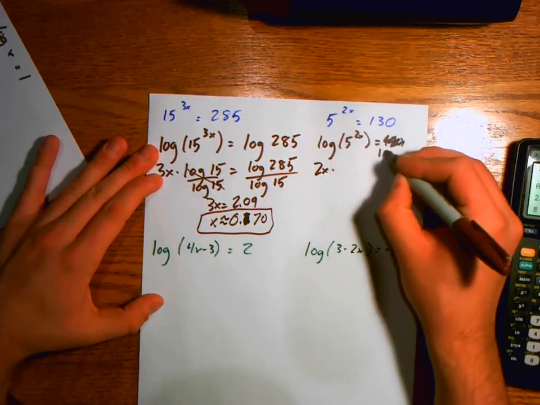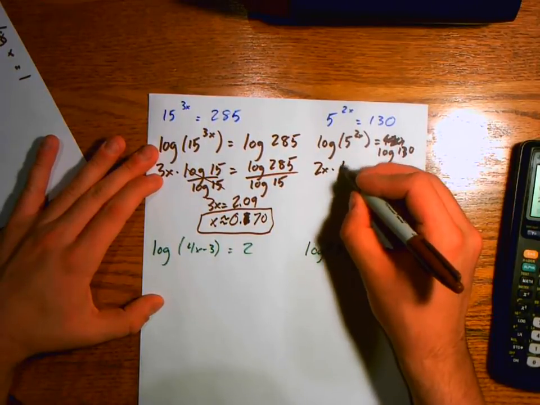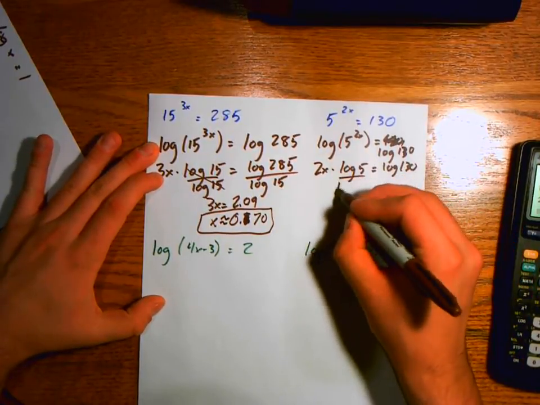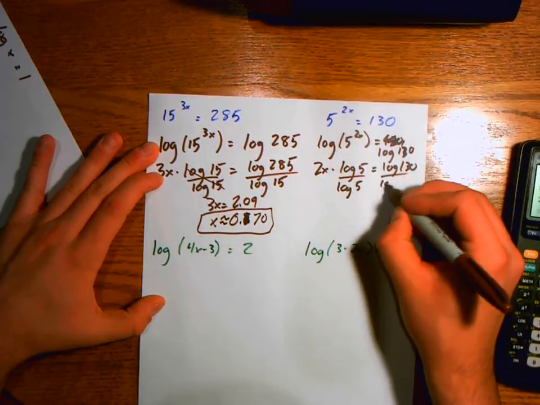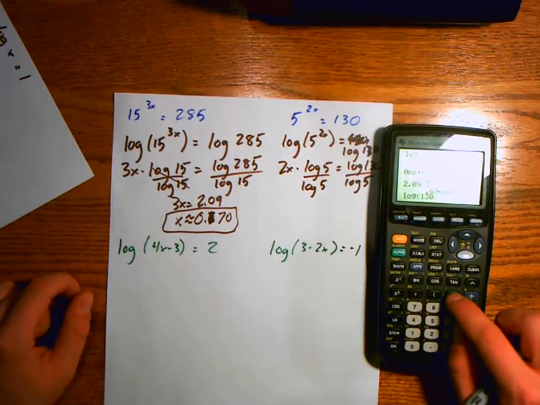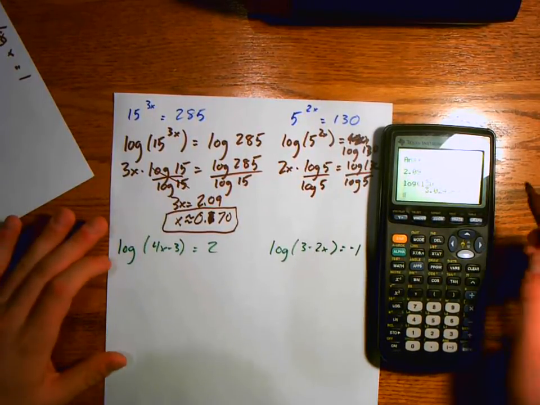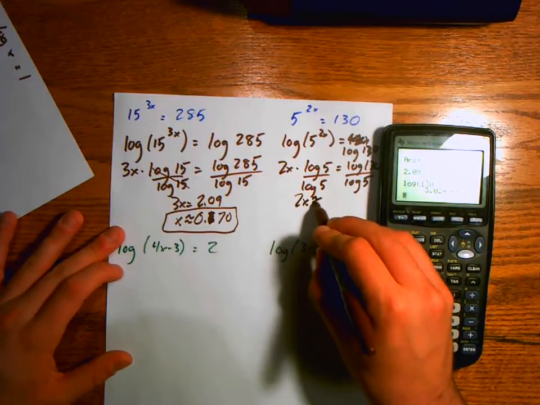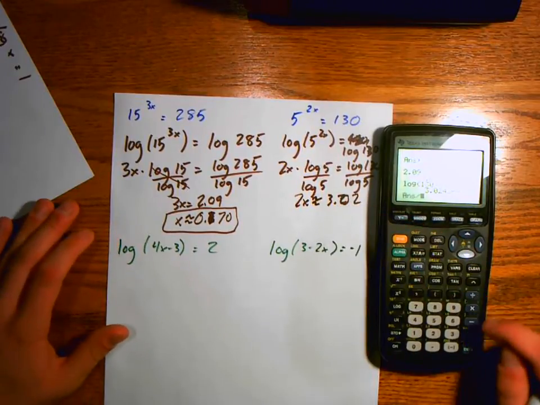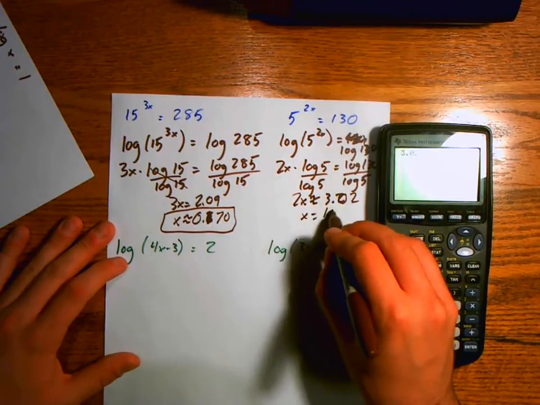Now this is the log of 130, times the log of 5 equals log of 130. Then dividing both sides by your log of 5, that will give us log 130 divided by log of 5. And we get 3.02 approximately. And dividing both sides by 2, we get x equals 1.51.